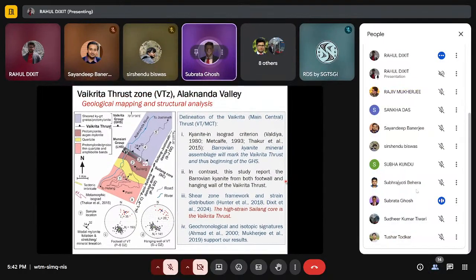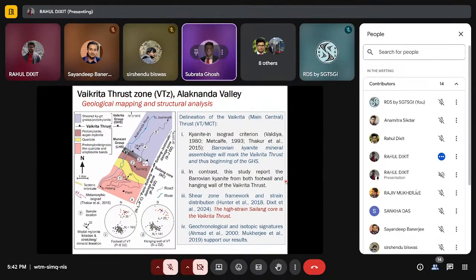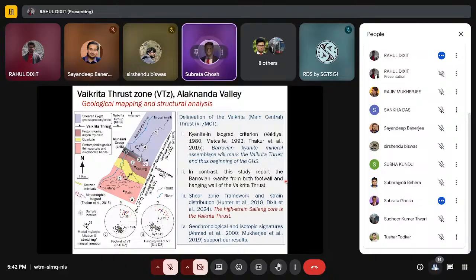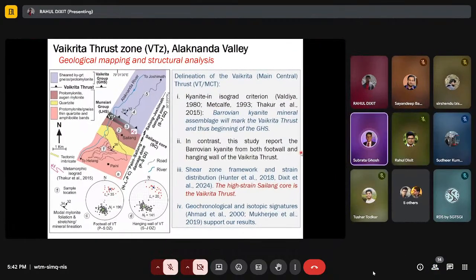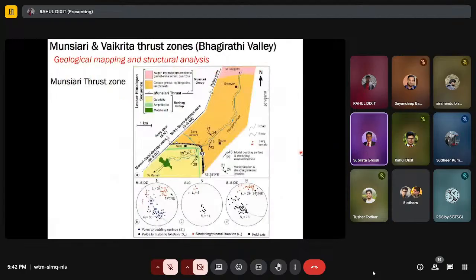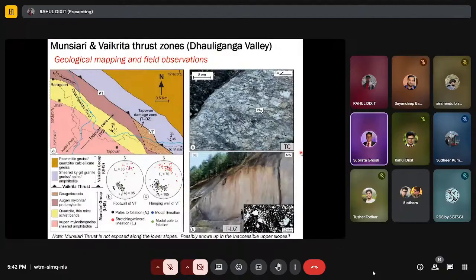The point that I would like to highlight is that you mentioned the Vaikrita thrust is represented by brittle deformation features, particularly in the Dhauliganga valley. My first impression is that it could be a very late structure. These fault gouge zones may be very late structures, developed much later than the original Vaikrita thrust or the upper boundary of the MCT zone. What is your take on that?